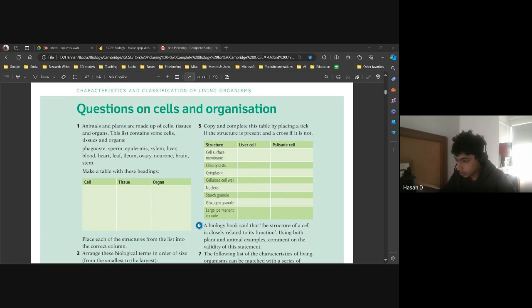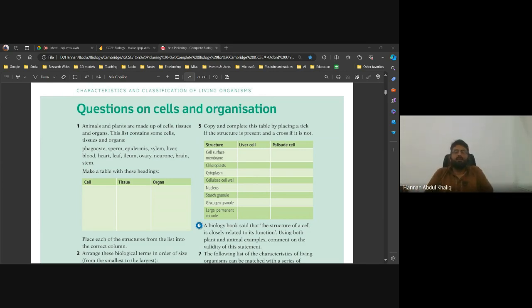Nucleus present in both. Starch granule present in both. Glycogen granule present in both. Nope. And then, starch granule is found in palisade only, and glycogen granules are found in liver cell only.